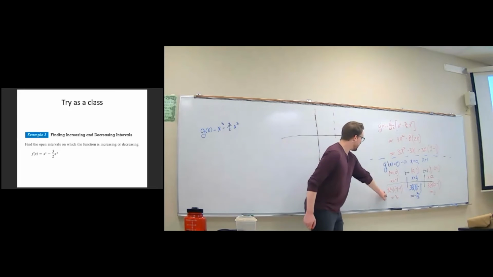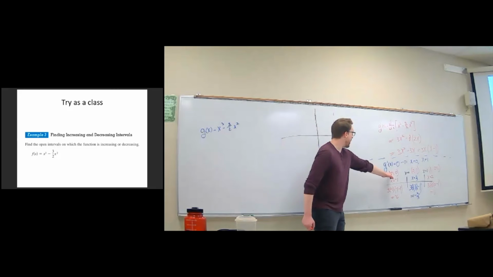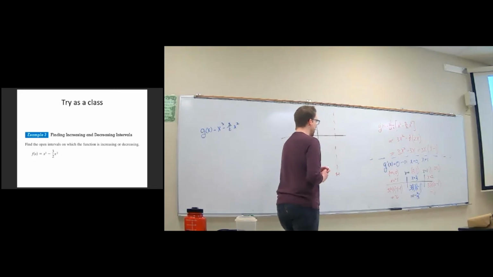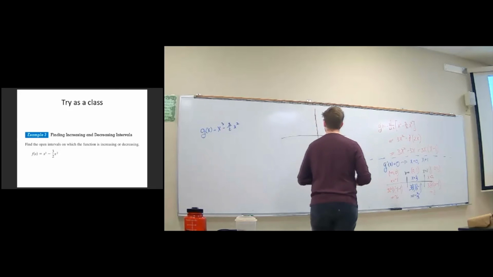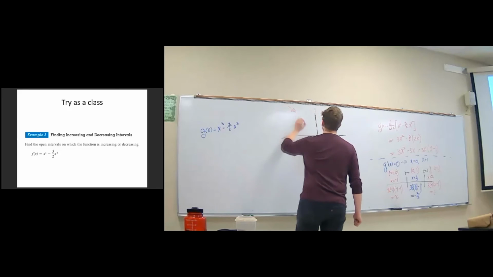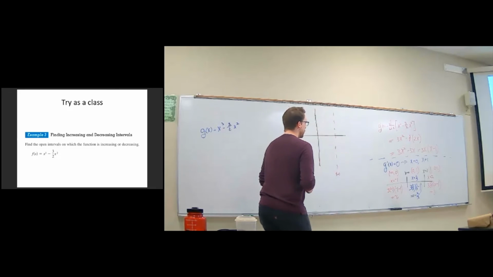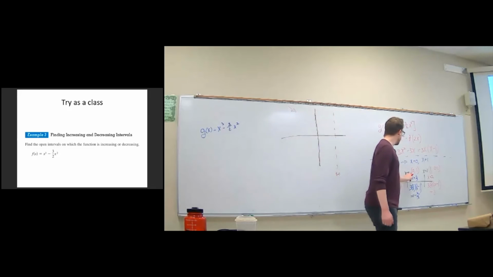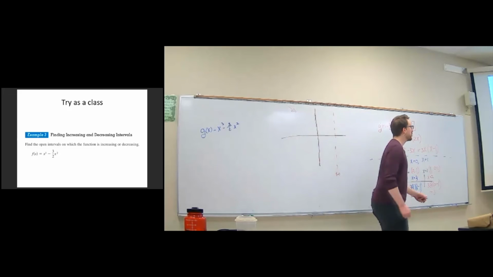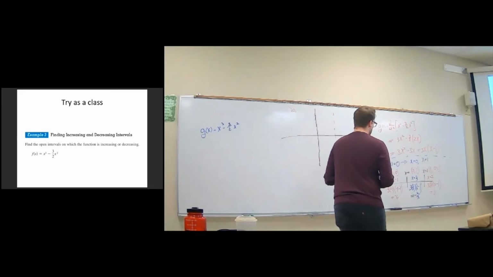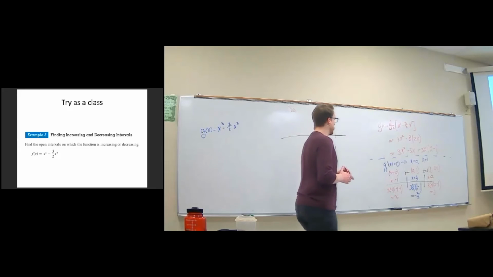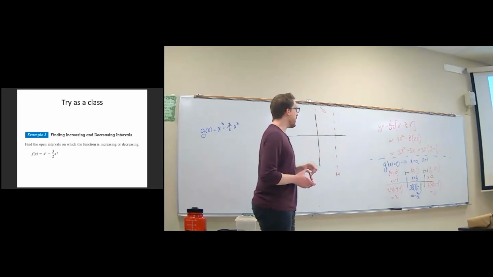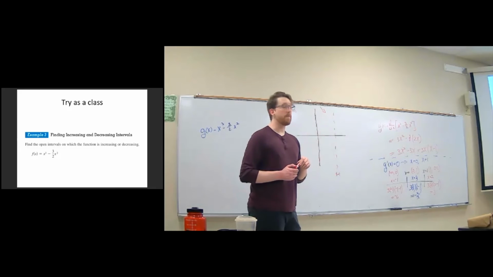What this tells us is that in the interval from -infinity to 0, our function is negative, so it's decreasing. In the interval 0 to 1, our function is again negative, so it's decreasing. And in the interval 1 to infinity, our function is increasing.